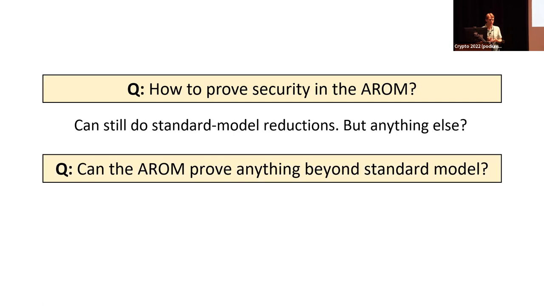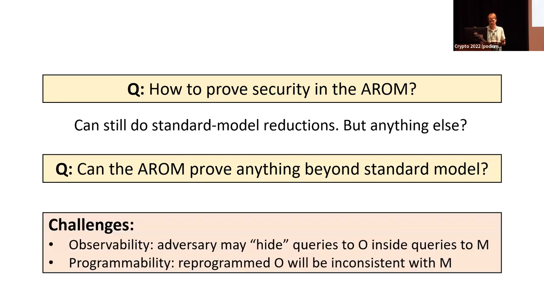And a related question is, can the augmented random oracle model be used to prove anything beyond the standard model? If somehow we end up tying our hands and all we can do is prove the security of schemes that we could prove anyway in the standard model, the model is rather useless. Fine, it captures unassociabilities, but it doesn't really allow us to do anything else. And there are a couple challenges to this.